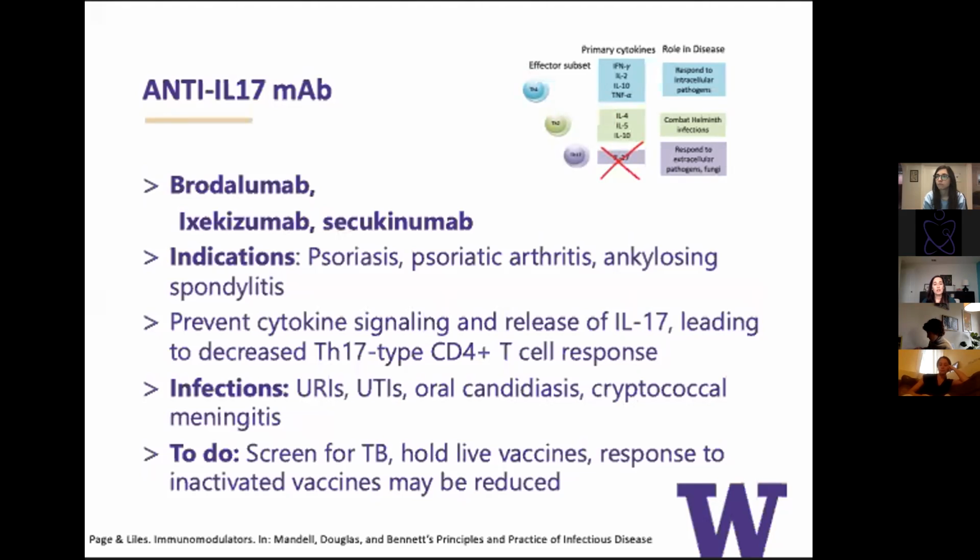As such, patients are actually at an increased risk of upper respiratory infections, urinary tract infections, oral candidiasis, and there's also been one case reported of cryptococcal meningitis. As with many of the immunomodulators we have discussed so far, patients should be screened for tuberculosis. And regarding vaccination, live vaccines should be held while on treatment with an anti-IL-17 monoclonal antibody. If you choose to administer inactivated vaccines, do know that the response to the vaccine may be reduced, and it's something to keep in mind.